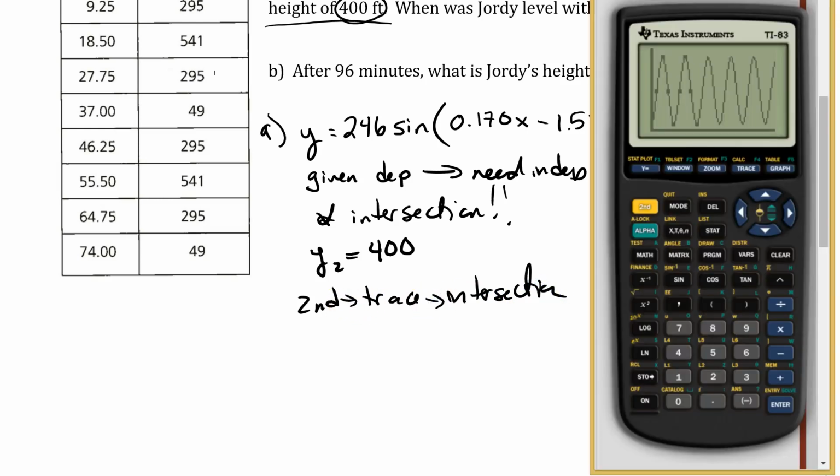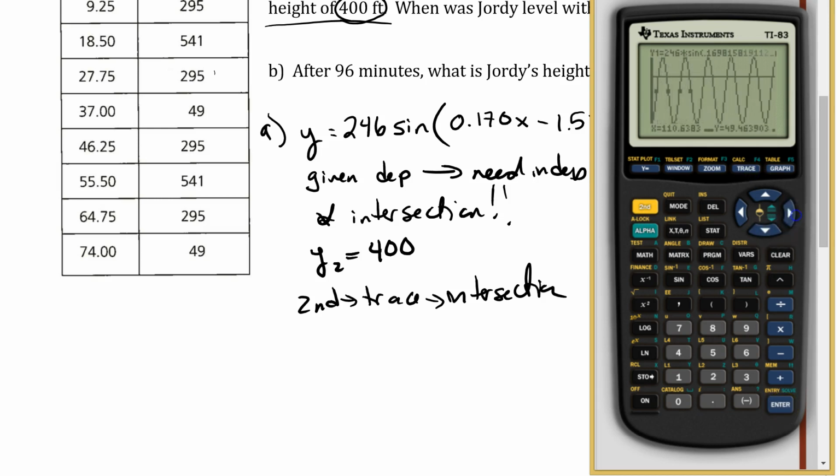So let's do that. I'm going to go to y, let my y1 be that, and our y2 is going to be 400. I'm going to graph it. So remember, 1, 2, 3, 4. We don't want this intersection or this intersection or this intersection, because that goes beyond the 4 full rotations. So second trace, I'm going to go intersect, enter.